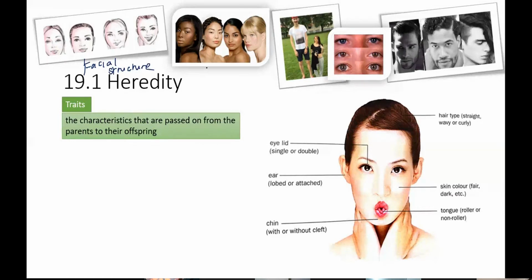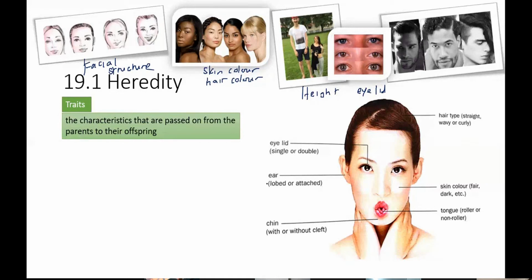Skin color, hair color, height, eyelid. This is hair. What are the other traits? Do you know the other traits? Can you give another example of inheritance? Personality? Yeah, it can be inherited from the parents to the offspring.